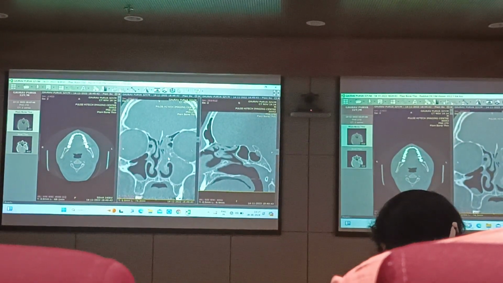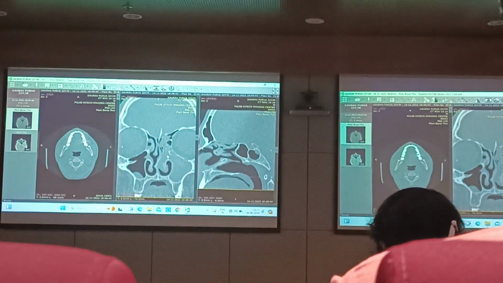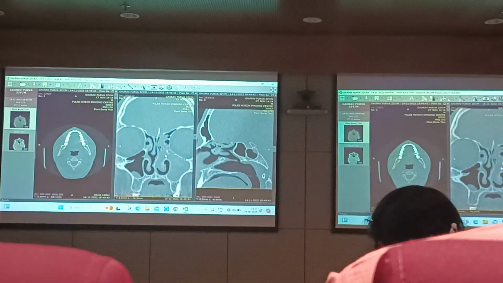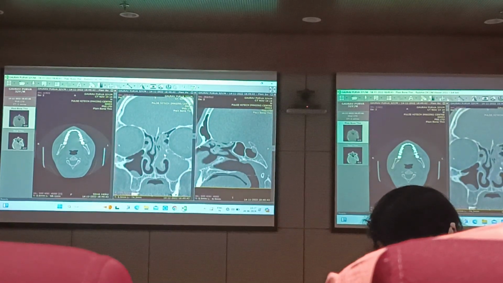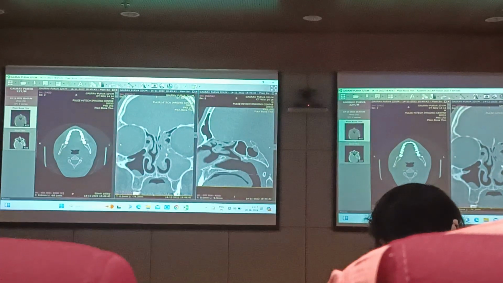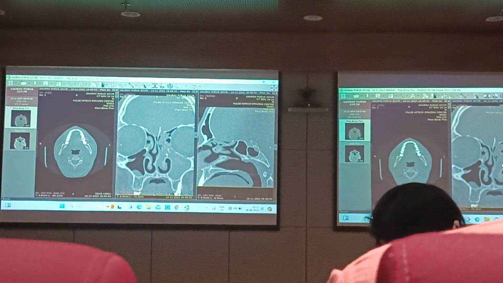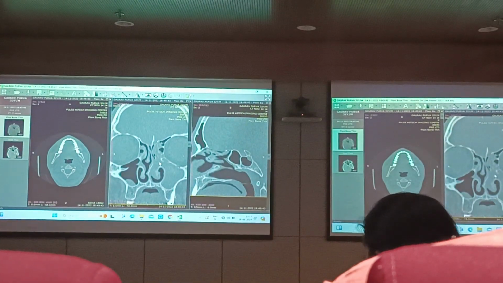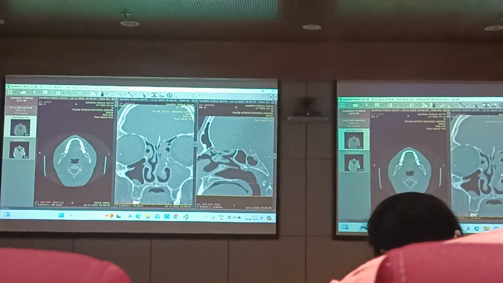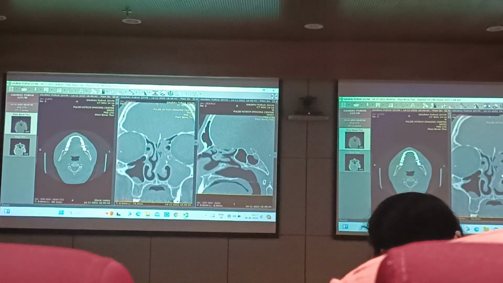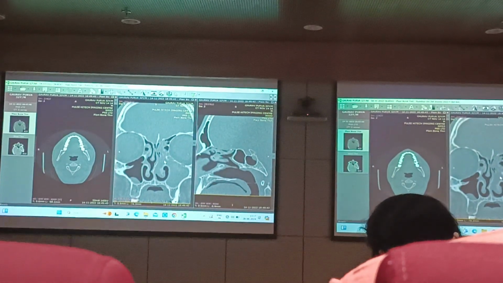So what would you do? Suppose you have this patient, what would you do? One by one. Anything else? Diagnostic endoscopy shows you a small polyp sitting. What are you going to do? In inverted papilloma, if you have an MRI. Yeah, that's okay. So the correct answer is MRI.